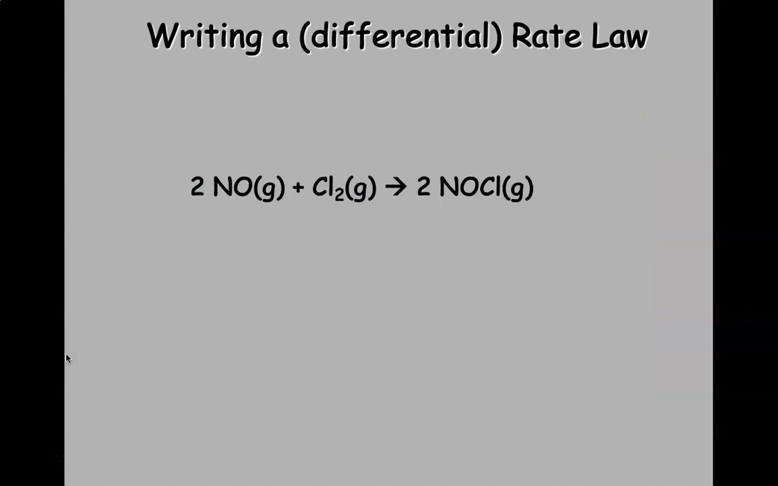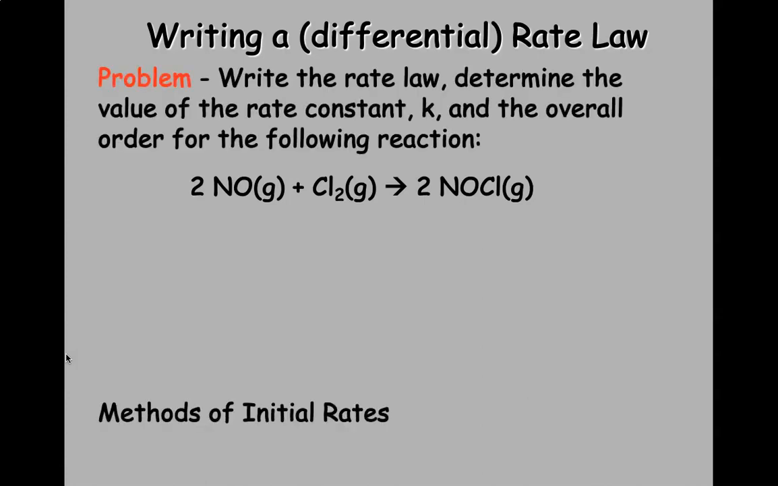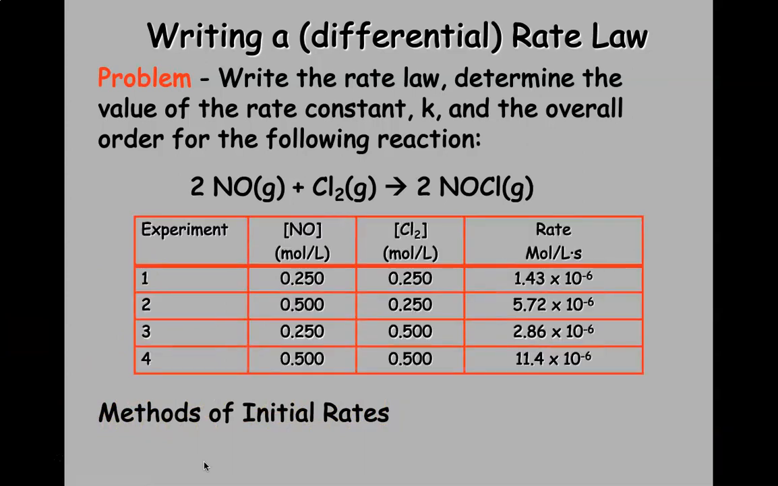Yay. All right, so writing a differential rate law. Let's go through the steps on determining this. So here's our reaction. We want to write the rate law, determine the numerical value and units of the rate constant, and the overall order. When you're doing the method of initial rates, we have to use data. The type of data we have here is that you're running multiple experiments, and you can see that the concentrations of my 2 reactants are changing, and the rate changes accordingly.